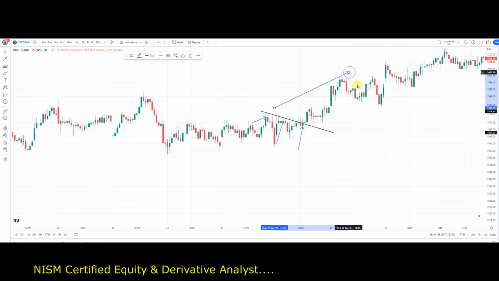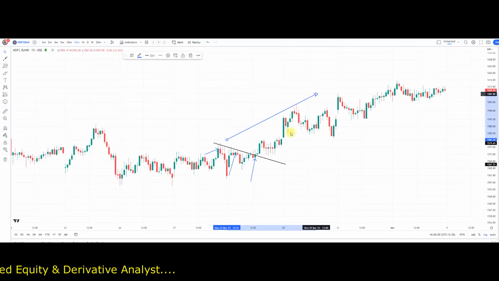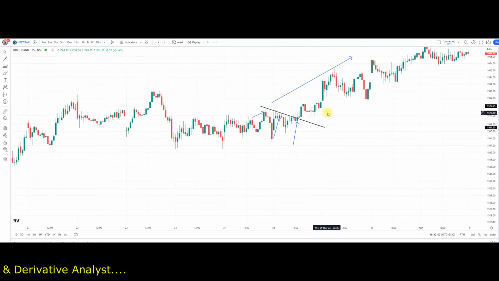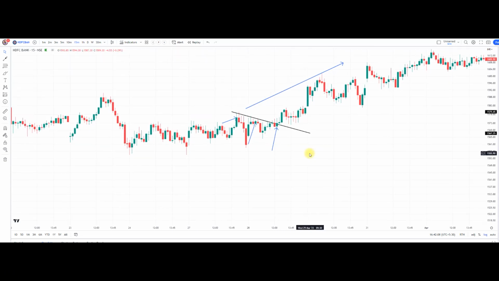Did you see the up move after that? Once you enter into the trade and you get your profits, you can always book your profits or you can always trail your profits. When the price is touching here, we can look for the selling trade. If we get any red candle below that, we can look for a selling opportunity.